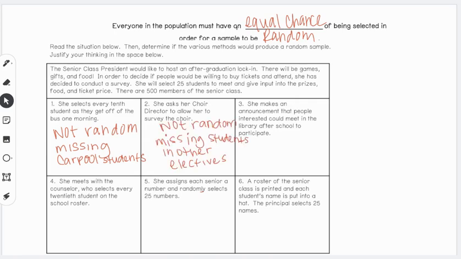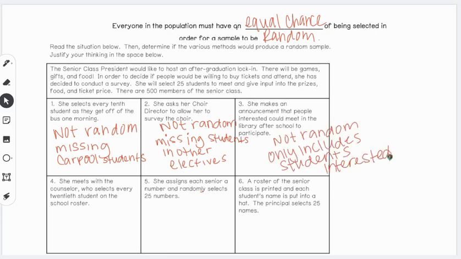All right, 3 says she makes an announcement that people interested could meet in the library after school to participate. So this one would also be not random because she's only surveying students who want to participate. So she's missing all the other students. Right? 4 says she meets with the counselor who selects every 20th student on the school roster. Now this one would be random because every student would have an equal chance of being selected. They're picking from an entire list of the senior class.